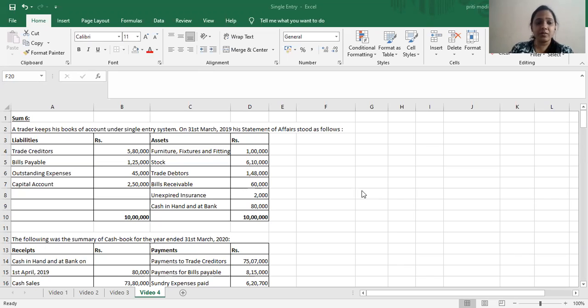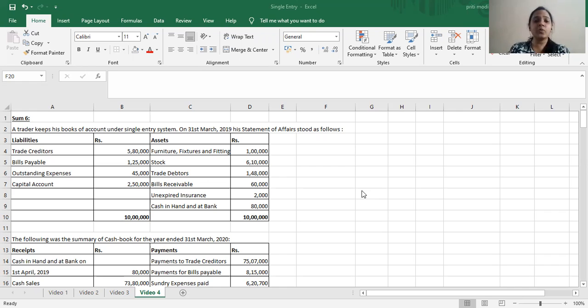So creditors, bills payable, outstanding expenses and capital account is there. And on the asset side, you all can see we have furniture, stock, debtors, bills receivable, unexpired insurance, cash in hand, and at bank. So the opening statement of affairs is already given in the question. So you don't have to prepare this as a working note.